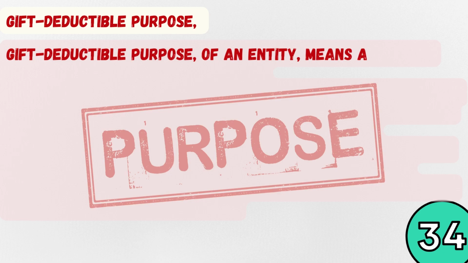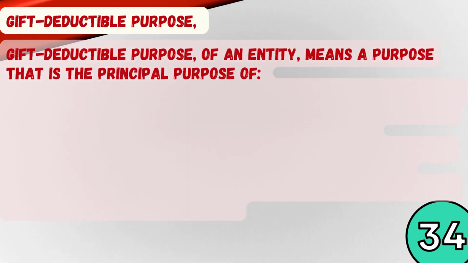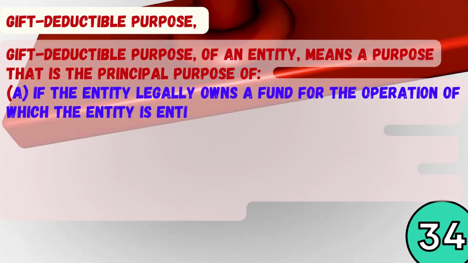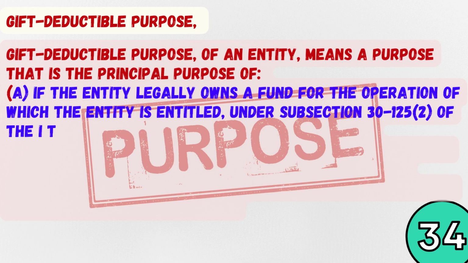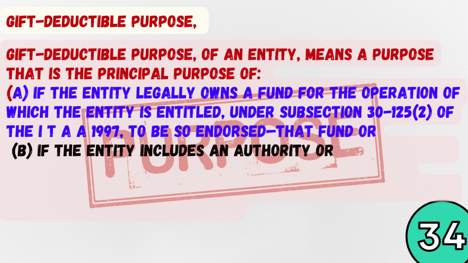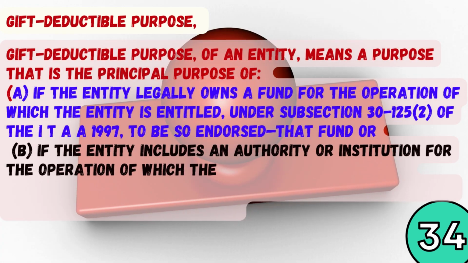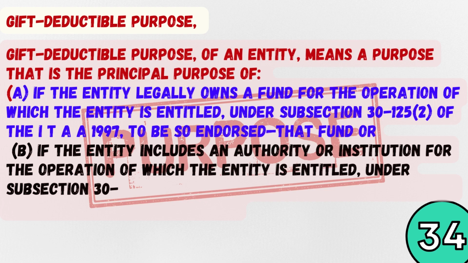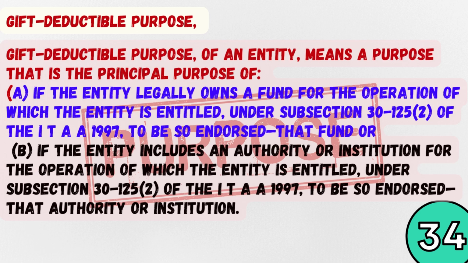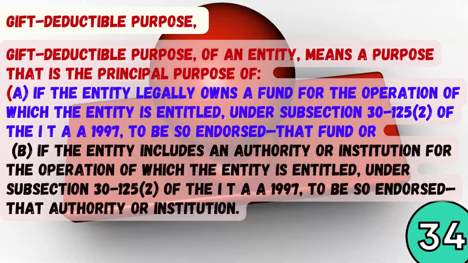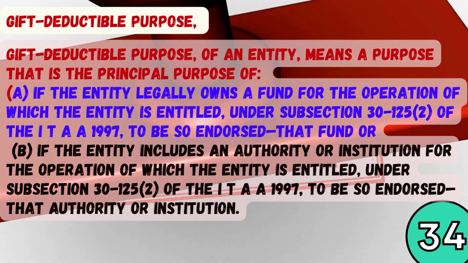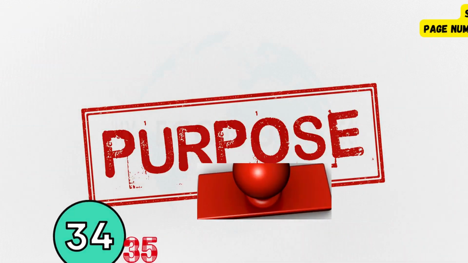Word number 31. Gift deductible purpose of an entity means a purpose that is the principal purpose of a. If the entity legally owns a fund for the operation of which the entity is entitled, under subsection 30-125(2) of the ITAA 1997, to be so endorsed, that fund or b. If the entity includes an authority or institution for the operation of which the entity is entitled, under subsection 30-125(2) of the ITAA 1997, to be so endorsed, that authority or institution.